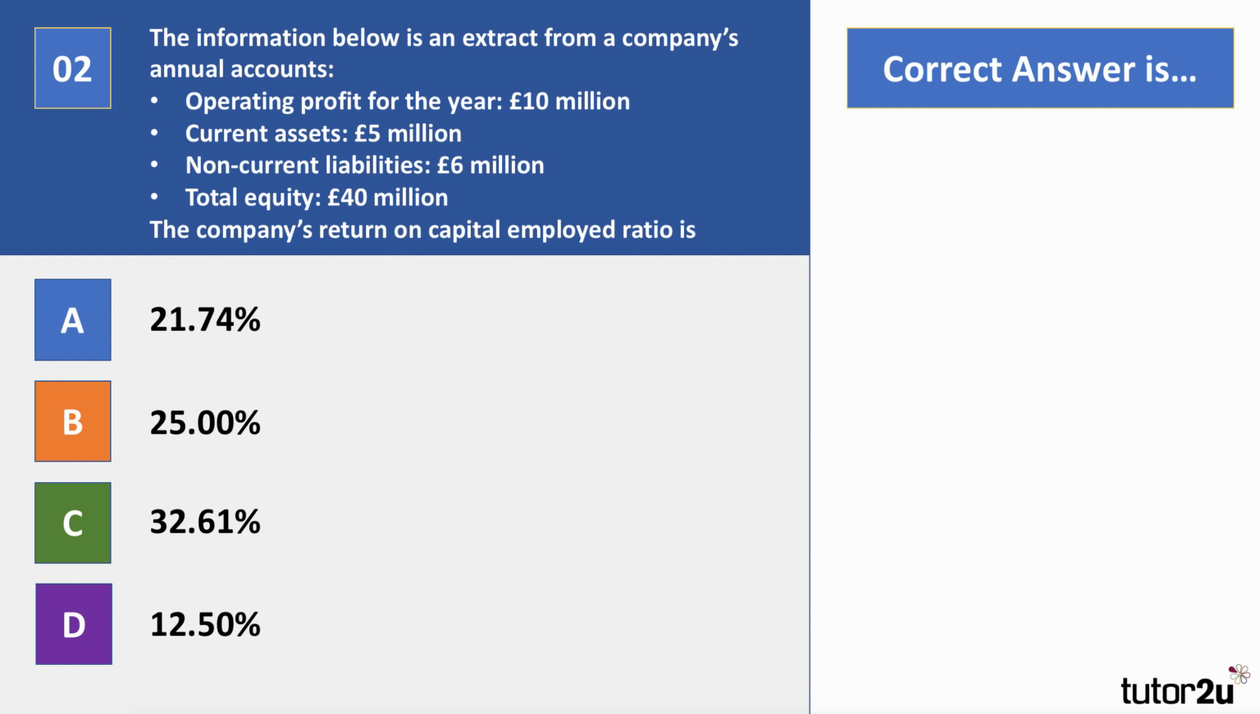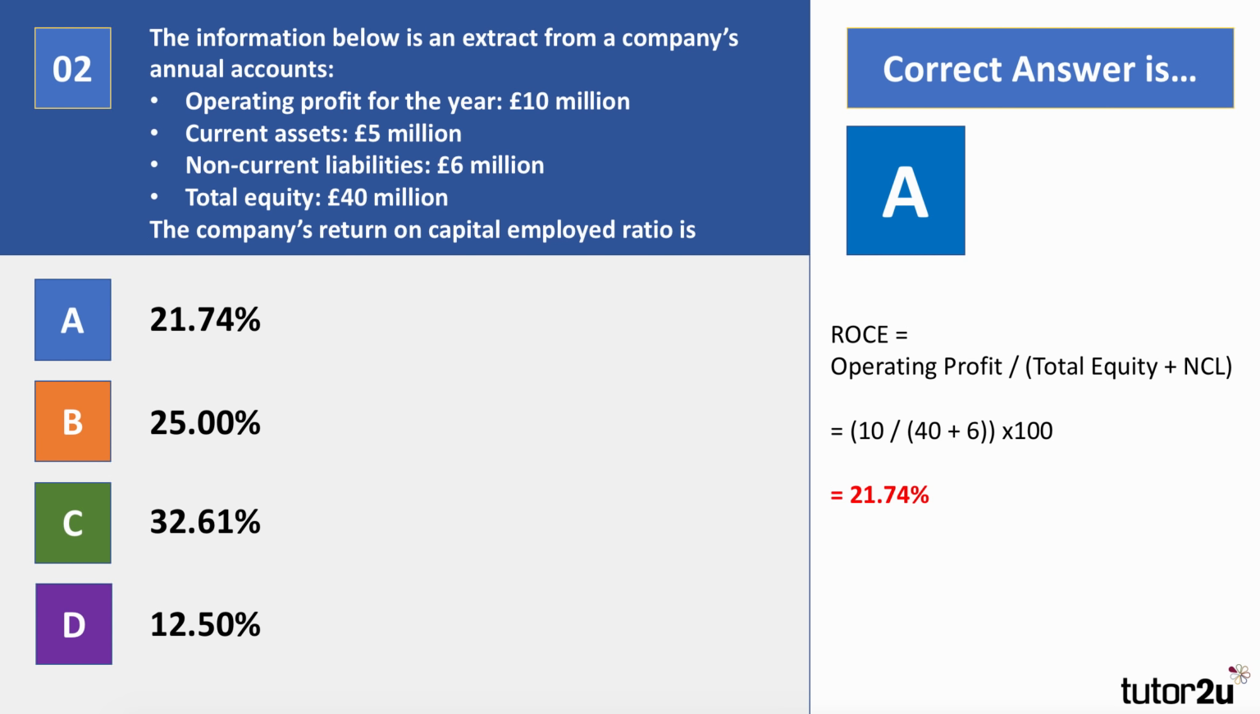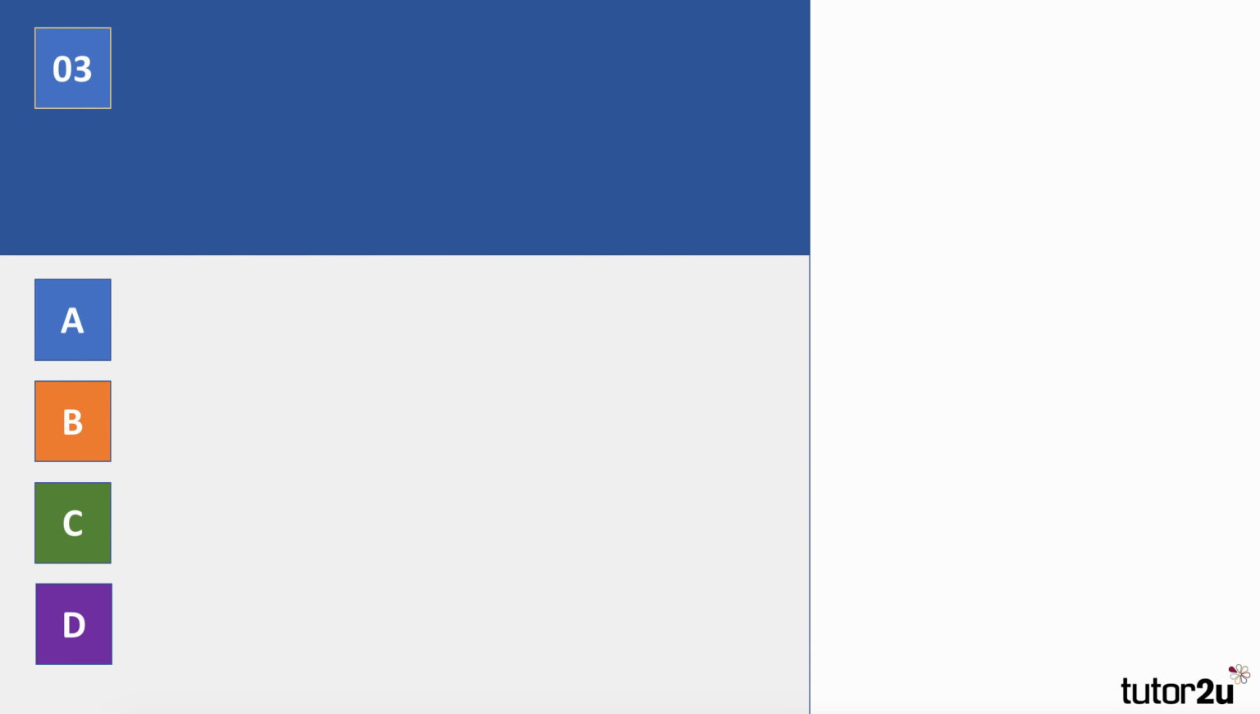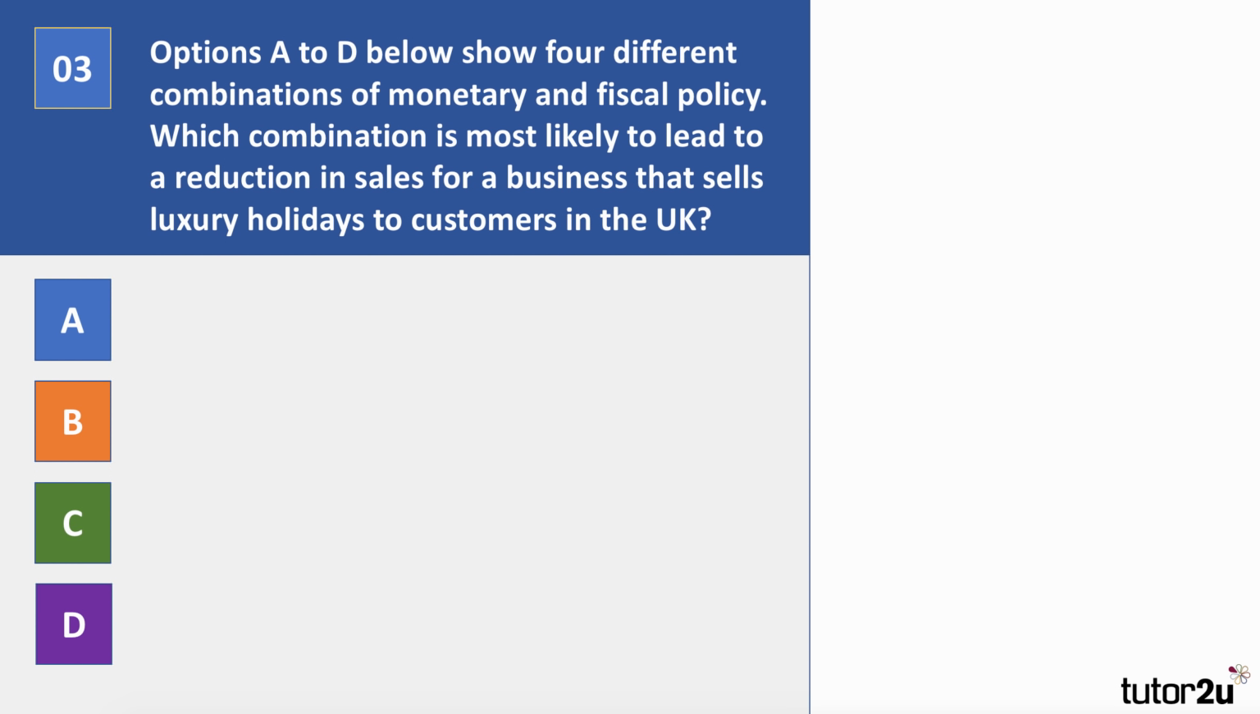Return on capital employed, a key ratio, often tested in MCQs, often you may be able to use it in an answer if you're given the data. In this case, the answer is A, 21.74%. Now we've rounded that up to 2 decimal places. Don't forget the formula for return on capital employed is operating profit, we're given that 10 million, divided by capital employed, and capital employed is total equity of 40 million plus non-current liabilities of 6 million. So it's 10 divided by 46 times 100, 21.74%.